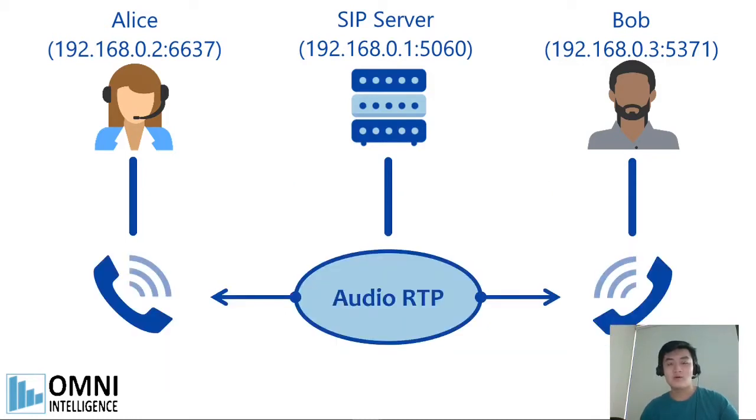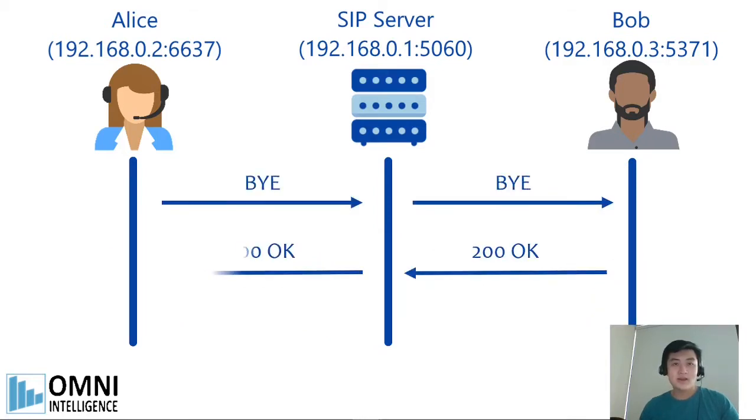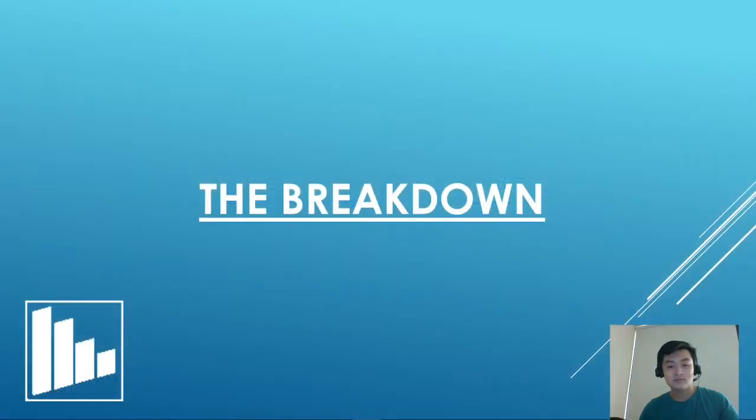This will enable the call to be established, allowing Alice and Bob to communicate through Audio Real-Time Transport Protocol, or RTP, which handles the delivery of audio data packets bidirectionally. At the end of the call, a similar process occurs, but instead of an invite signal, a bye signal will be sent. Alright, so that's SIP in a nutshell. Now let's break this down a notch.